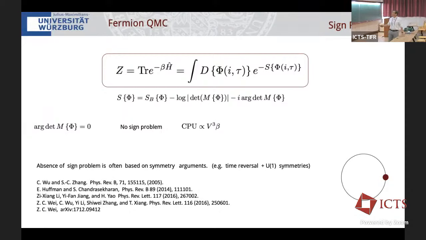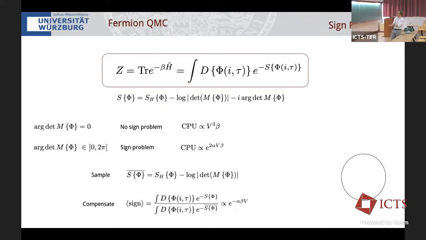Okay. So the computational time scales as the volume cubed times beta. And the absence of sign problem is normally established because of symmetries. There's a body of work which tells you when you have a sign problem and when you don't. So pictorially, no sign problem means that we have pinned the phase of the determinant to zero. Now, in general, if we have no symmetries, like for frustrated spin systems, then the sign will be all over the place. The phase of my determinant will be all over the place.